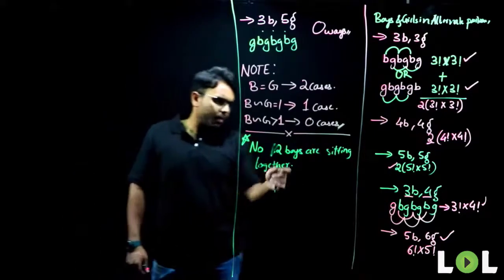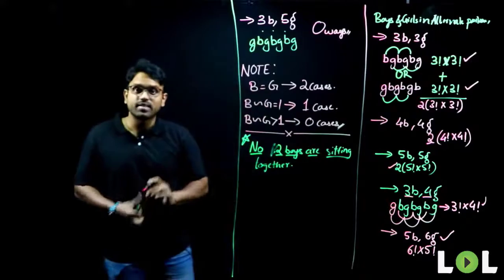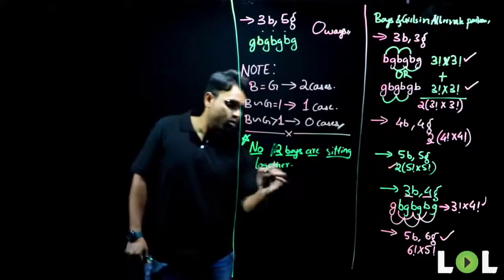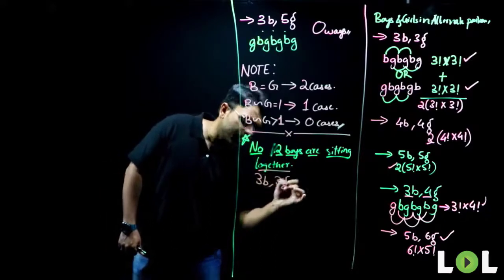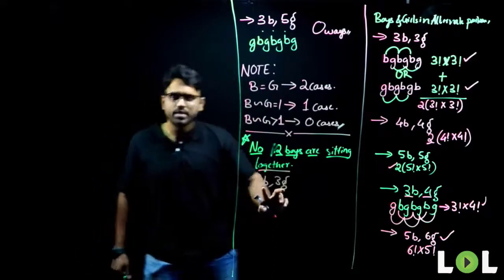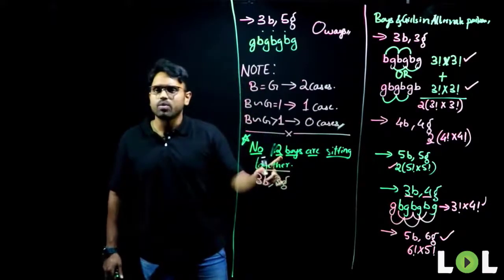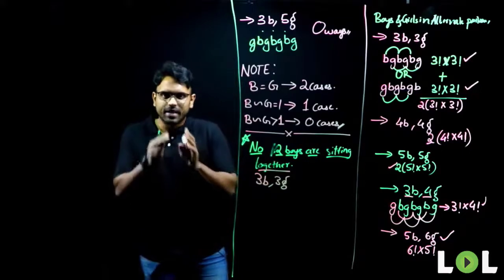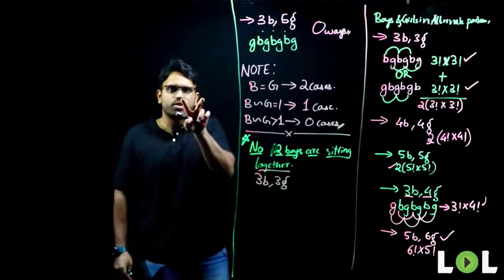So now this one here. No 2 boys are sitting together. What does this mean? Pay attention. There are 3 boys and 3 girls. Class, how many boys and how many girls? There are 3 boys and 3 girls. No 2 boys sitting together means what? What is the prerequisite? What is the condition for no 2 boys to sit together?